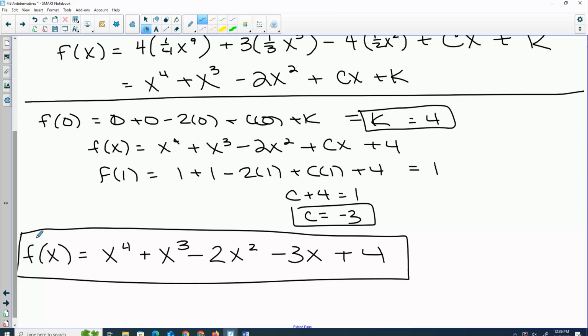Why did you not do that with your f of 1 first? Because I wanted everything to cancel out. If you'd done the f of 1 first, you would have ended with c plus k equals 1, so we wouldn't get the actual answer yet. So, process of elimination: if you do one and you still have 2 variables left, try putting in the other 2 first. The zeros are usually the nicer ones to plug in. Other questions?